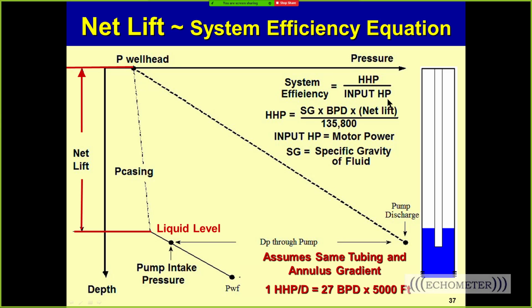And you divide by your input horsepower, and that becomes called the system efficiency. And so this is an equation that's been around for a long time. We're talking about raising the fluid from the liquid level up to the surface, and 1 hydraulic horsepower is 27 barrels a day from 5,000 foot. Now here's our barrel, and we lift it up to the surface.